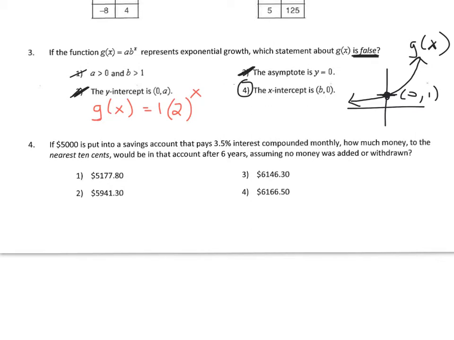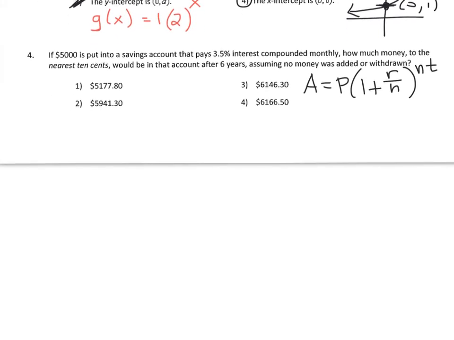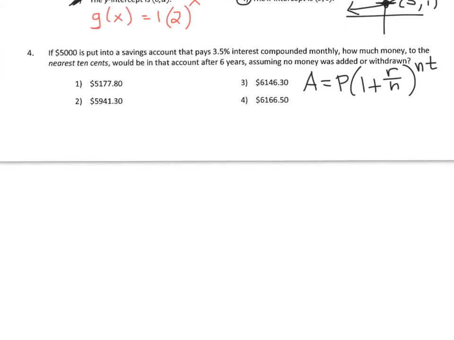All right, number 4. If $5,000 is put into a savings account that pays 3.5% interest compounded monthly. So I wrote over here our compound interest formula. Let me just move this up so I have a little bit of room. If it's compounded monthly, that means n, which represents the number of compounds per year, we're going to have to replace with a 12.